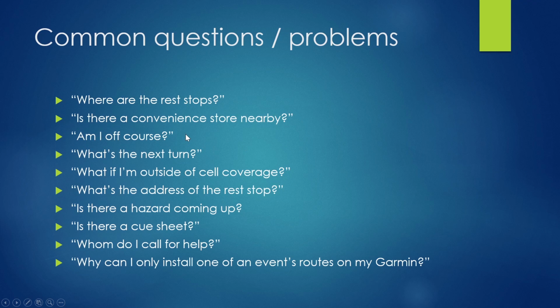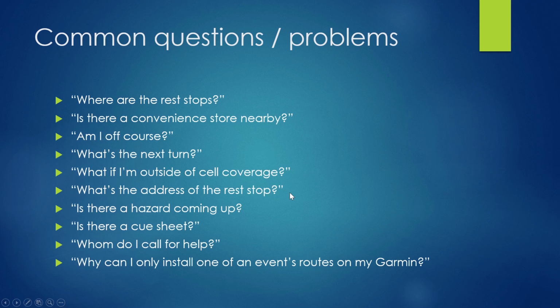You download the route to the Ride with GPS app, you've got it if you don't have cell coverage. What's the address of the rest stop? If you added that in the information, it's already there. Is there a hazard coming up? That's usually not a question you ask. The question you usually ask is, damn, why didn't somebody tell me about that? If you put it in as a cue, you will have been told about that.